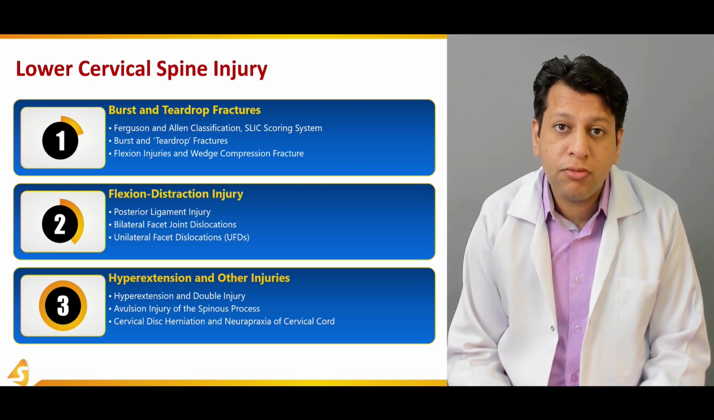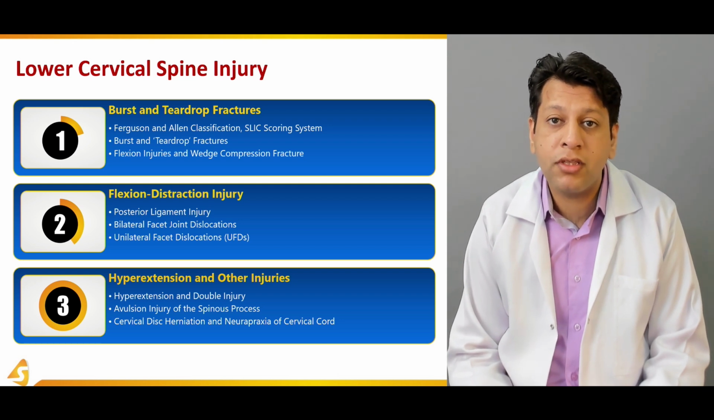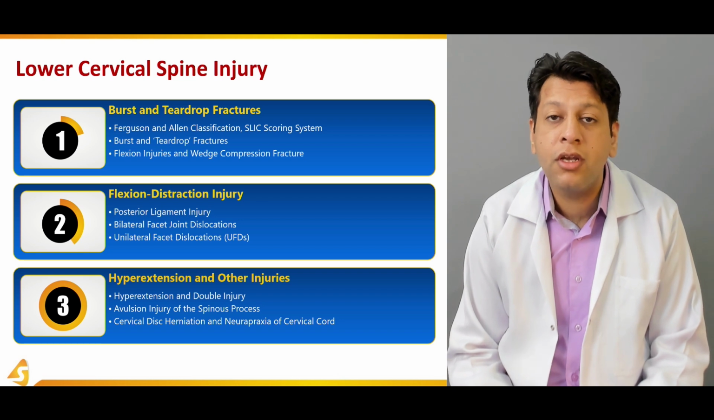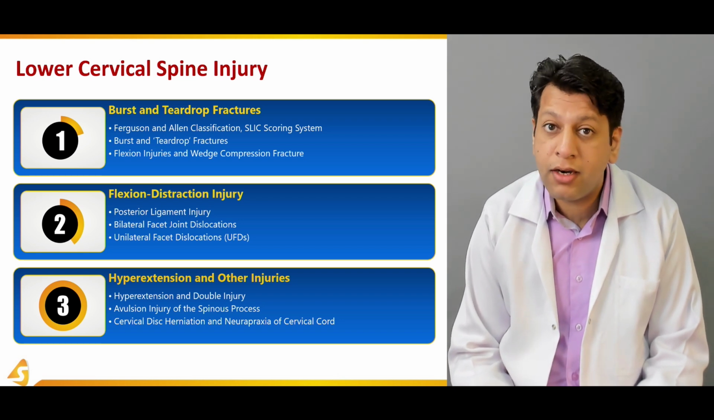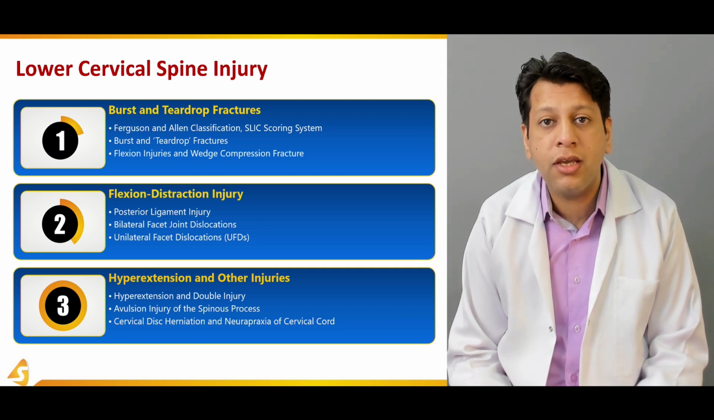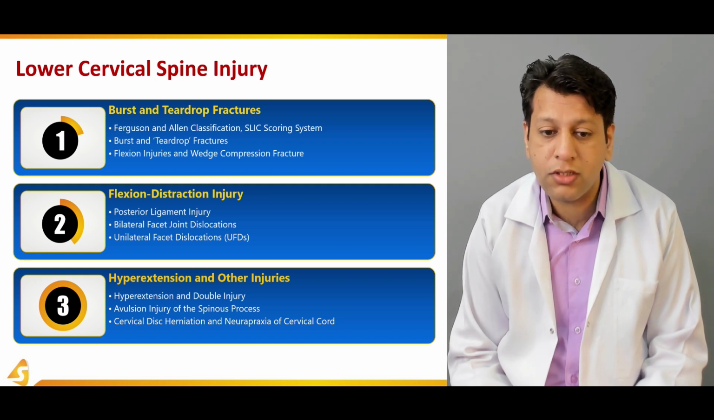In the second section, we're discussing one very important entity, that is the flexion-distraction injuries, especially during trauma when the neck goes into hyperflexion and there is continued deceleration leading to flexion-distraction type of injury. We'll be discussing the bilateral facet dislocation as well as the unilateral facet dislocation, and management of the unilateral as well as the bilateral facet dislocations.